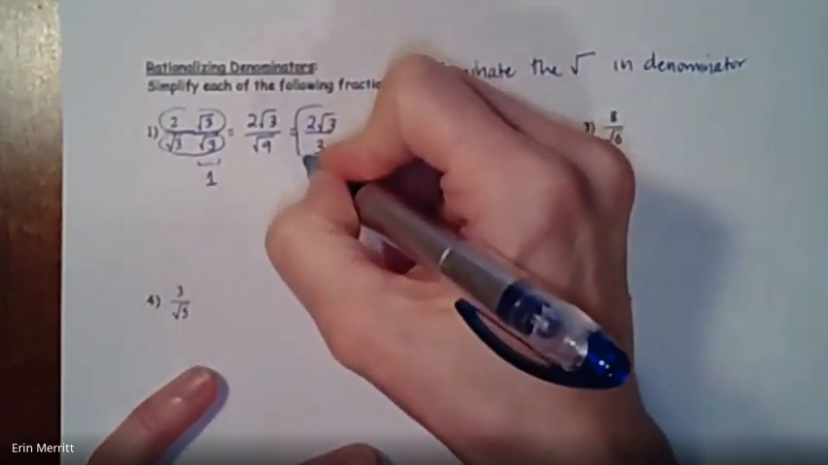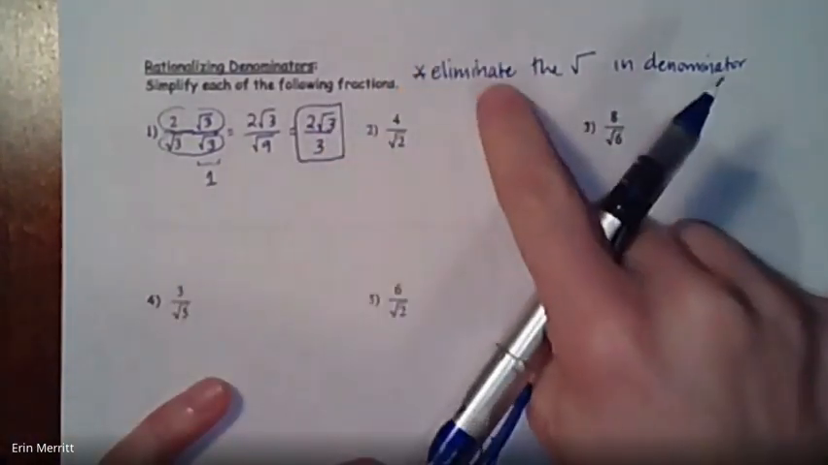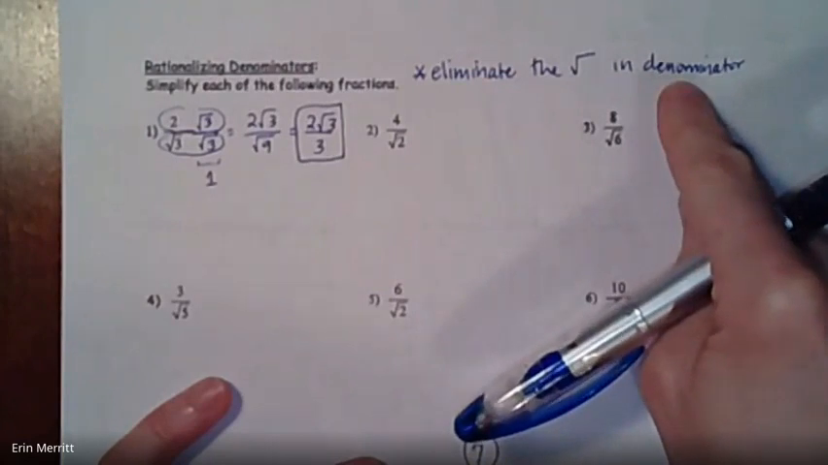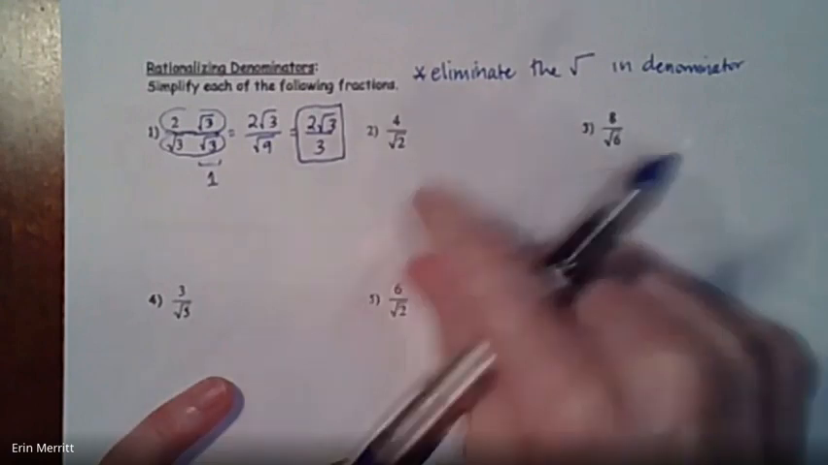So what you're going to notice is that the answer doesn't eliminate the radical altogether. It just gets the radical out of the denominator. So it's perfectly fine to have it in the numerator, not in the denominator. So let's try it again.